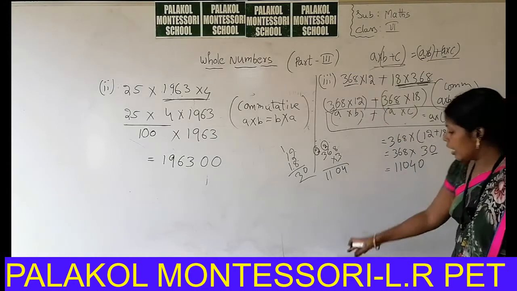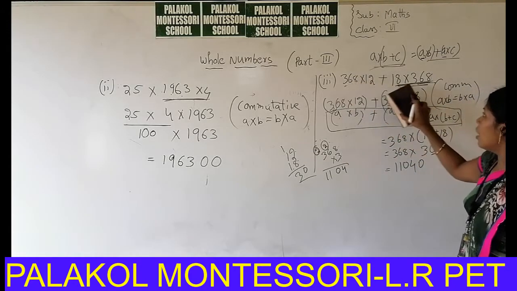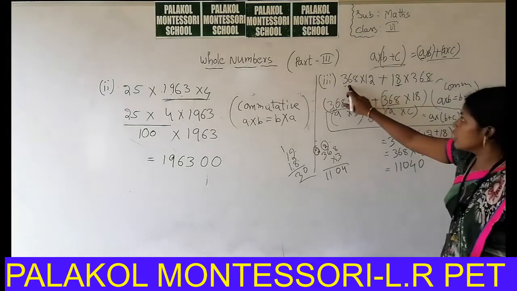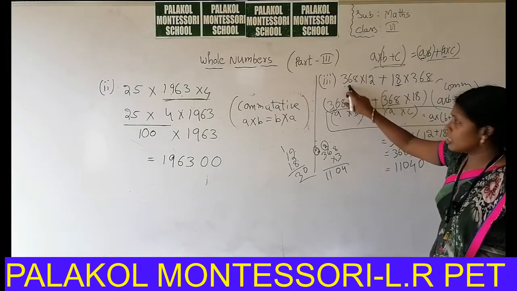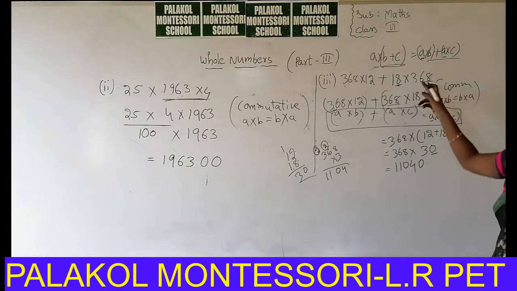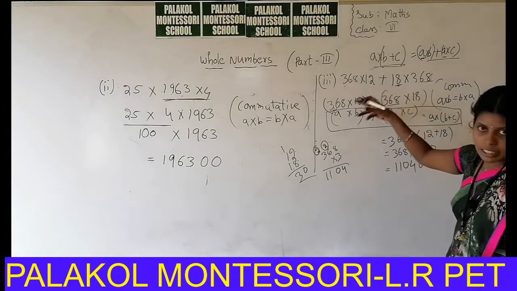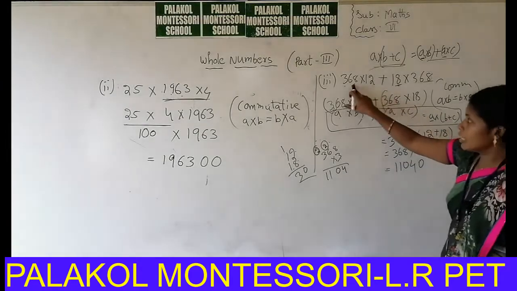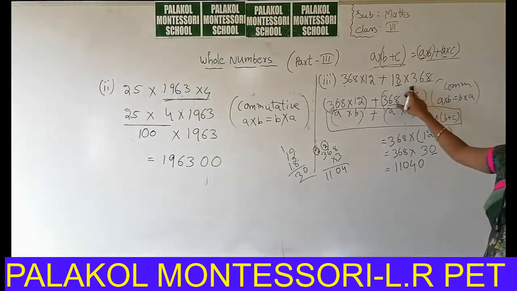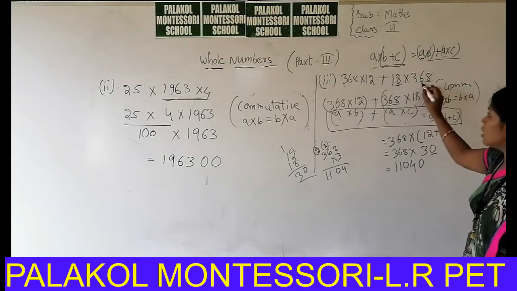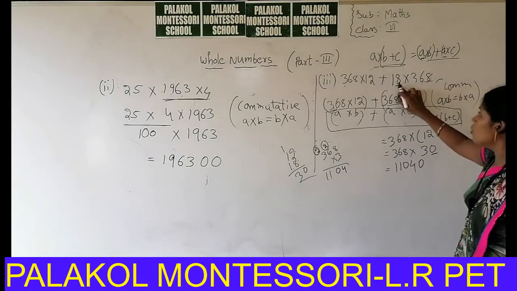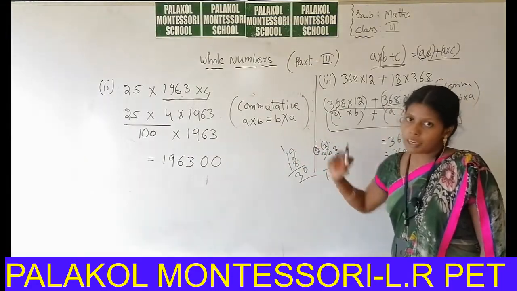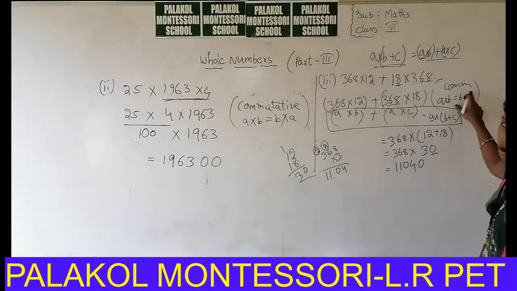So the sum is 368 into 12 and plus 18 into 368. So the same number comes 2 times, 368, 368. We already learned the distributive property is used in this case, but 368 comes first. In this case 368 also comes first, but in this case 368 is in the second position. So the order changed, which property can we use? Commutative property can be used. So we use commutative property.